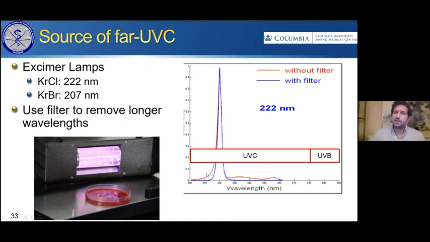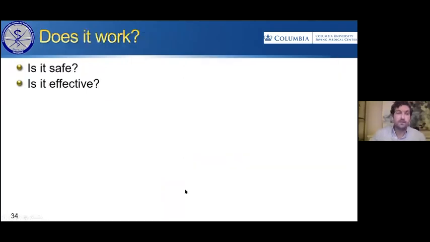The red line depicts where that gas mixture emits, and you'll notice that there is some emission going up into the rest of the UVC, all the way up to about 260 nanometers. We already know that those other UVC wavelengths are particularly hazardous. So we use a filter with these krypton chlorine lamps to remove those other UVC emissions outside of the primary peak at 222. Now that we have these lamps, does it work?